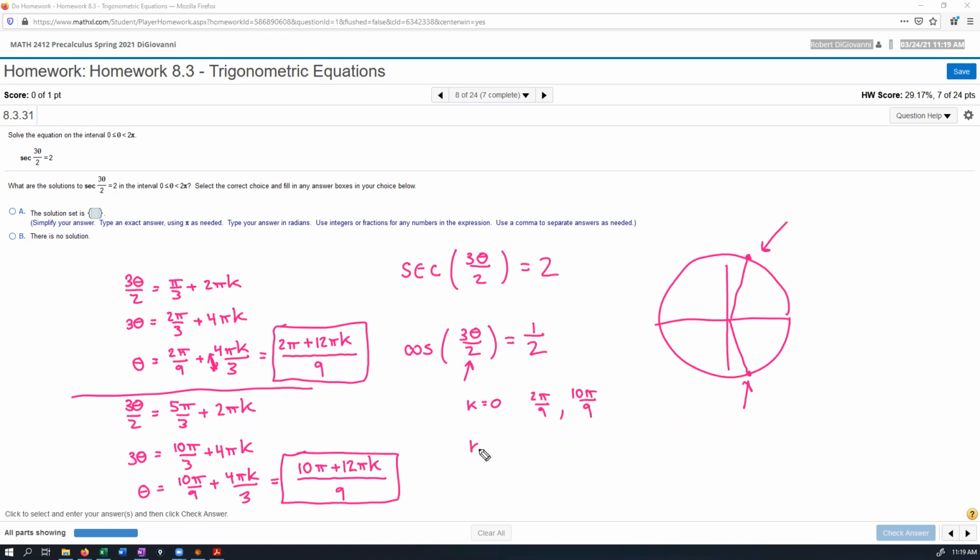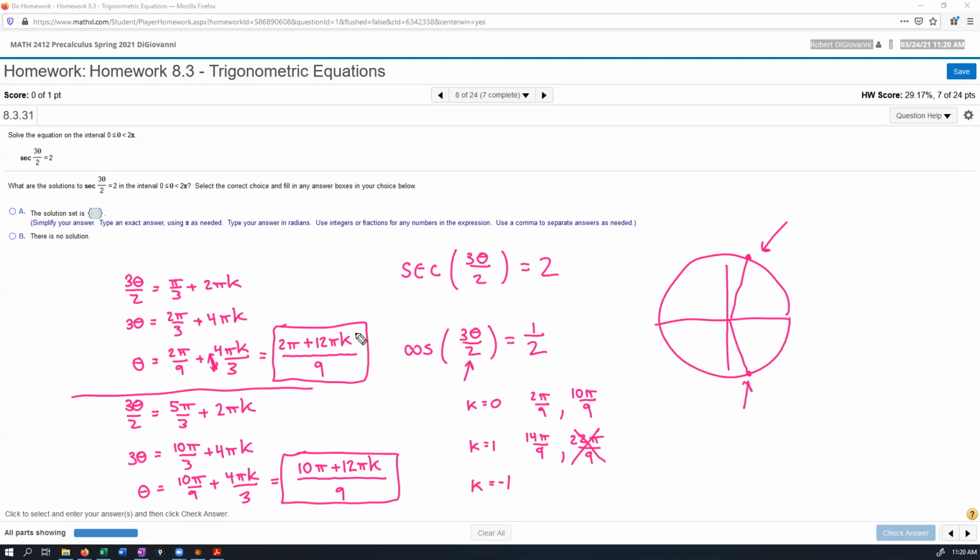Now, if k is 1, we get 12 pi plus 2 pi. That's 14 pi over 9. And 14 over 9 is still smaller than 2, so I keep going. If I plug in 1 here, I get 22 pi over 9. And 9 goes into 22 more than twice, so I'm not going to have that answer, but this one is okay. And so now I can just check k is -1.